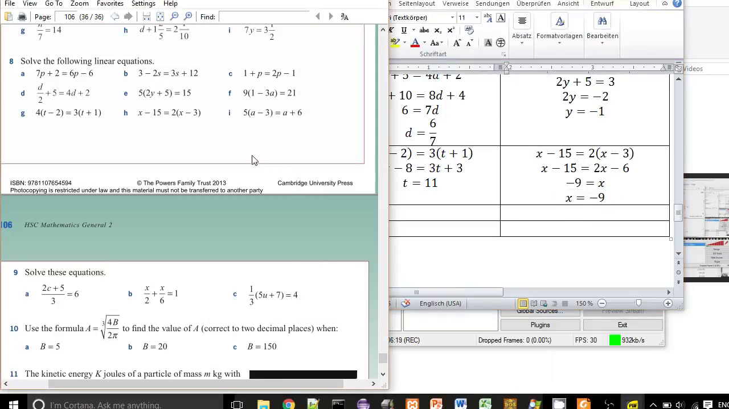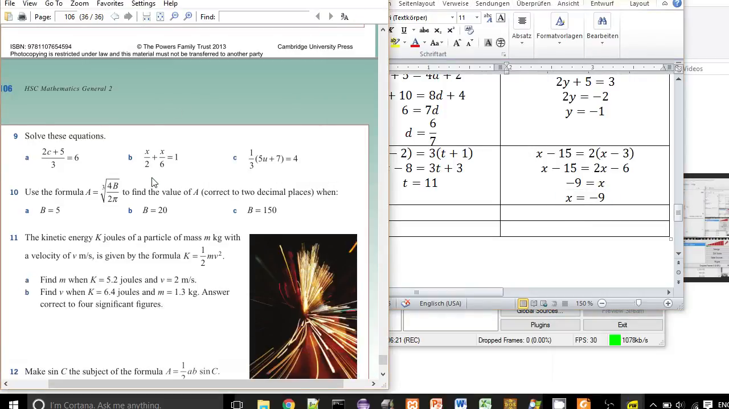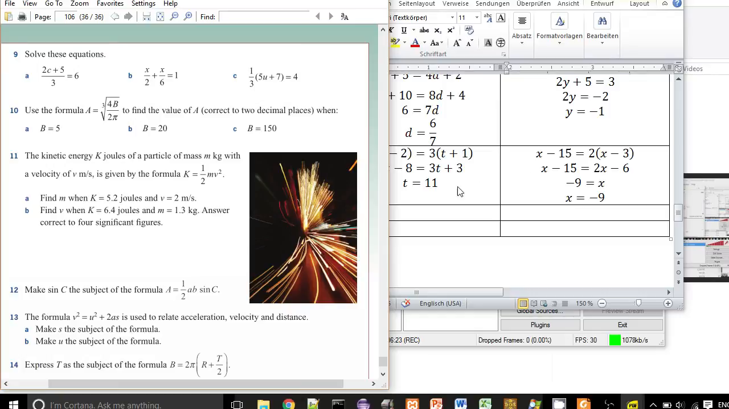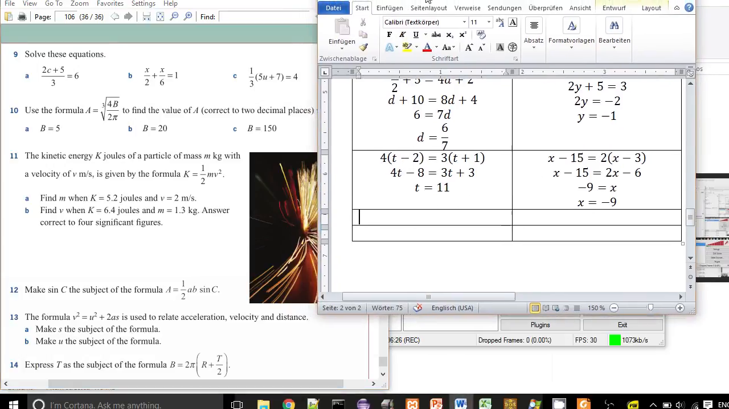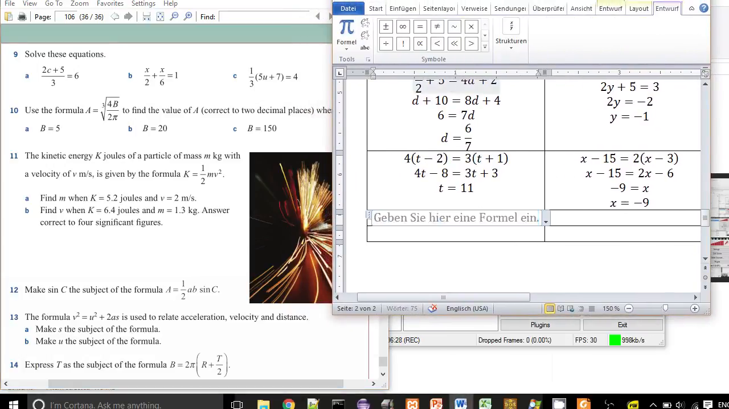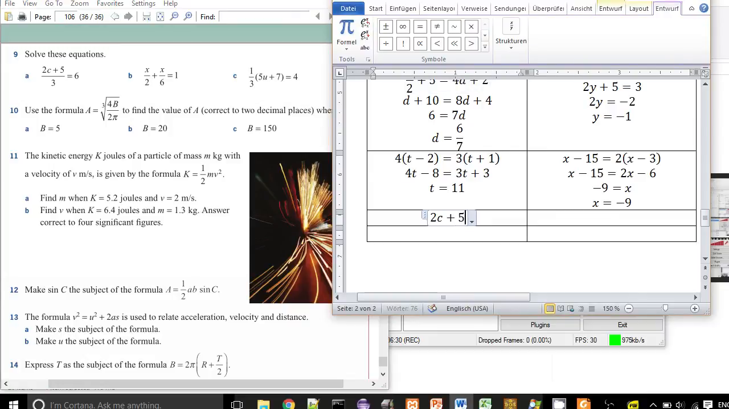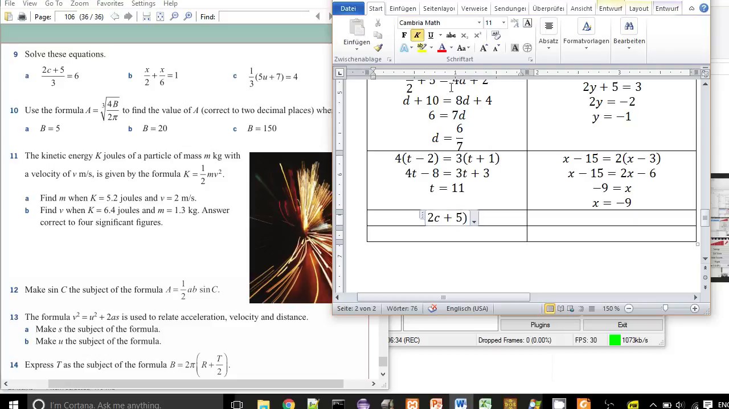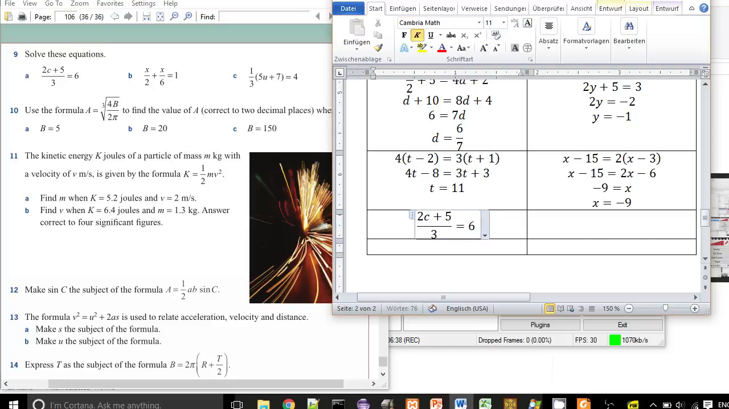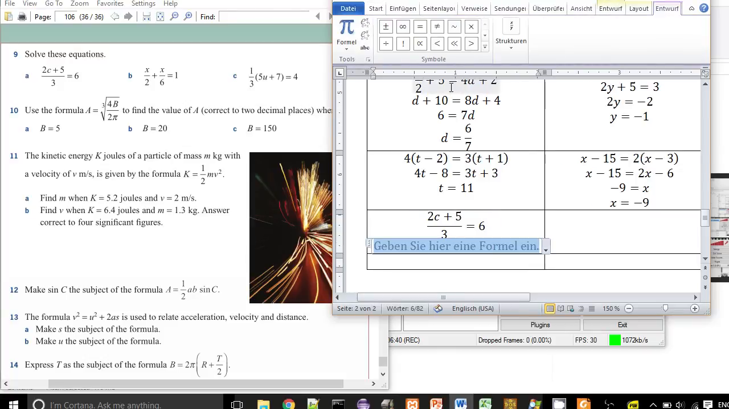Okay? Alright, I'm going to skip down to these ones. Alright, question 9. 2c plus 5, I'll just write it out. Oh, hang on. So I need brackets to make this work. Over 3 equals 6.